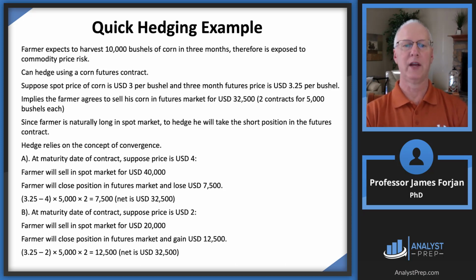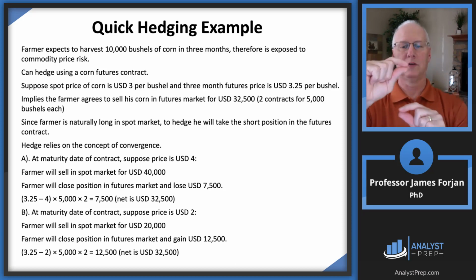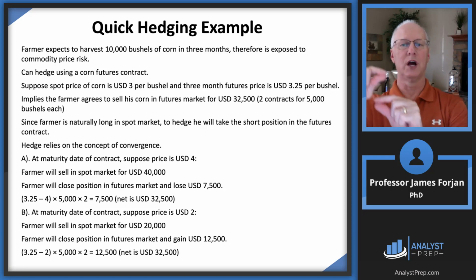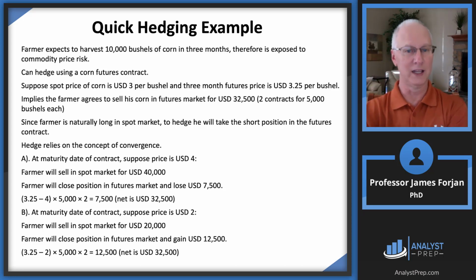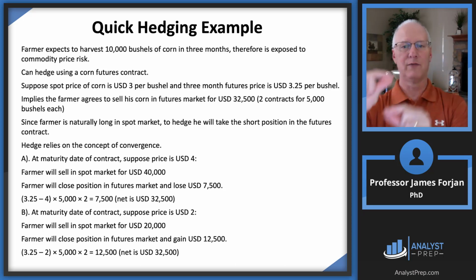Now, this perfect hedge relies on the concept of convergence. Let's go back up to those 2 prices. The spot price is $3. Futures price is $3.25. And what do we know? Those two prices, here's the spot, here's the futures price, they're going to change over time, right? And they're probably going to go together, right? It's a derivative market, so the value in the futures market is derived from the value in the spot market. So they're going to fluctuate, pretty much in tandem, maybe not 100%.